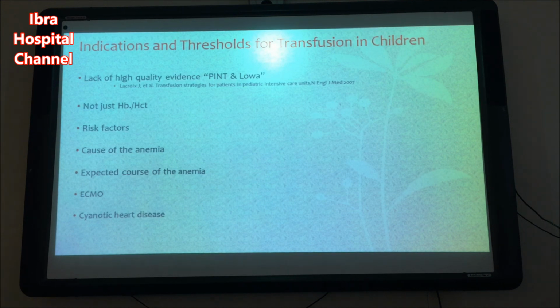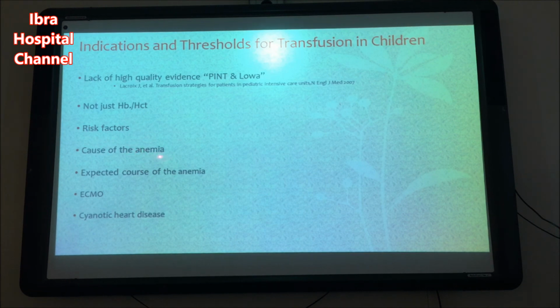Remember, blood transfusion depends on the specific situation of the patient. There is a famous saying that not all people will fit in the same box. So these guidelines are just for you to have an understanding, but each individual patient has their own situation depending on their comorbidities and other factors that you should assess. So it's not just the hemoglobin and hematocrit that you are treating. You are not treating a lab result. You are treating a human being. So consider other risk factors.